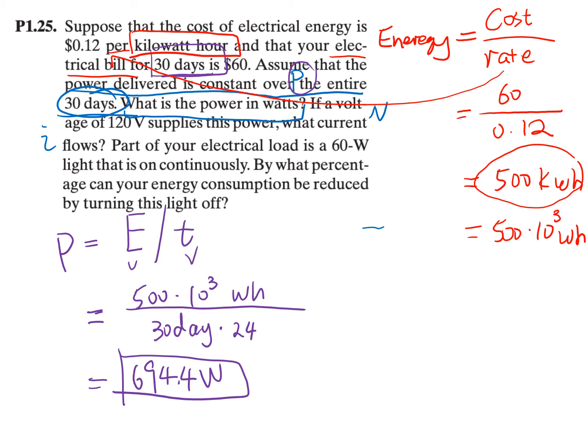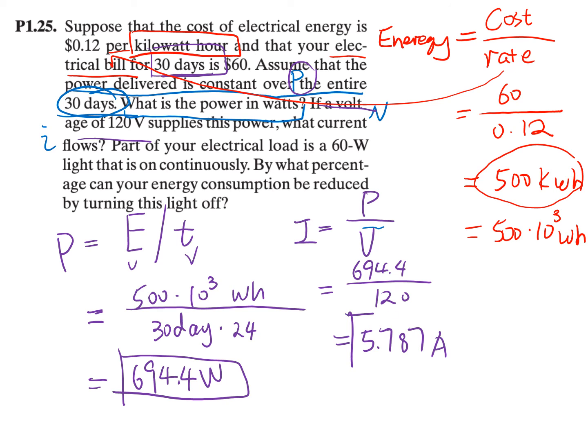And we have the voltage to be 120 volts. So I is equal to P divided by V, and 694.4 over 120 is equal to 5.787 amps. So we found the value for the current. And the last question is to find the percentage the energy consumption can be reduced.